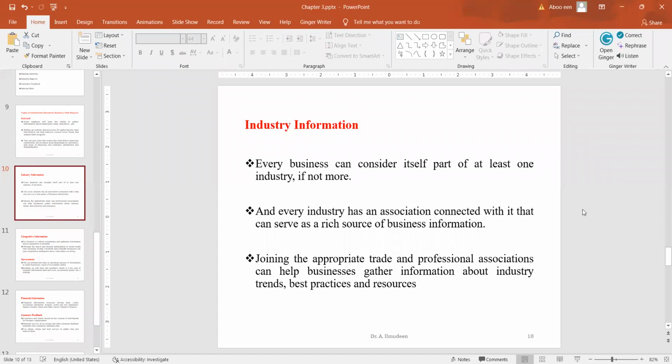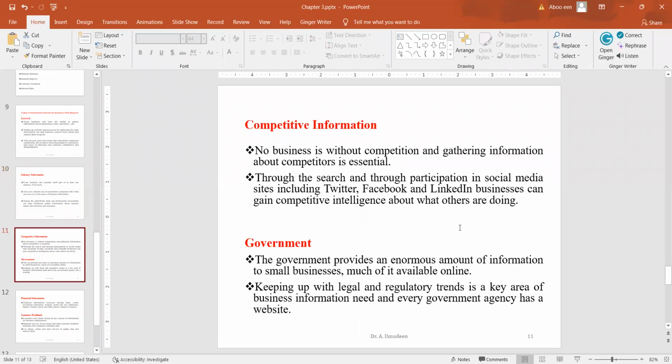So business organizations can get various kinds of information from the industry. They can formulate their strategies. They can develop their business organization to sustain in the market. Good area. Industry related information. Hello? Yes, sir. Good area. Yes, sir. Okay. Next, competitive information.